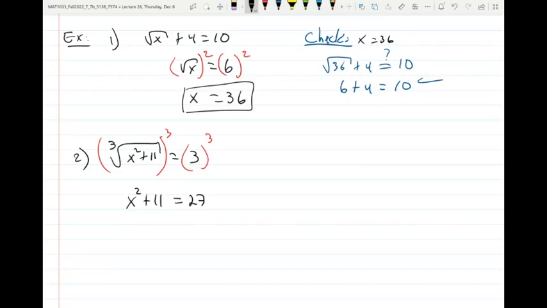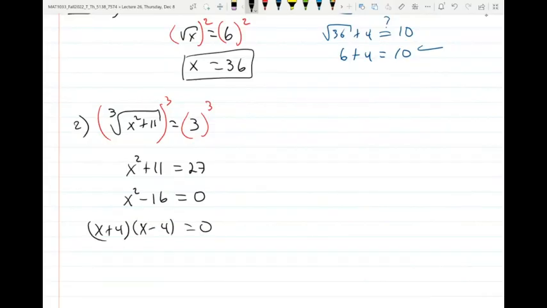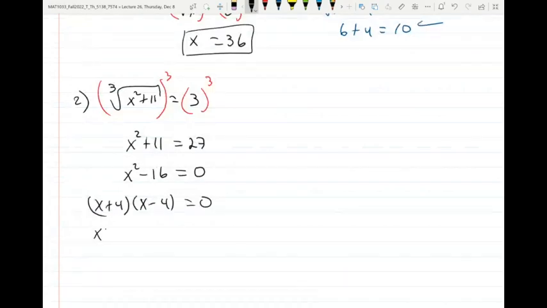And now we solve this equation, okay? In this case, this is quadratic, all right? There are several ways that you could solve this equation. For example, I'm going to do it by using the zero product rule. I'm going to bring the 27 to the left. So if I subtract 27, what do we get? We get 16, right? And then this is a difference of squares. So this becomes x plus 4, x minus 4. And then that means x plus 4 is 0, or x minus 4 is 0.